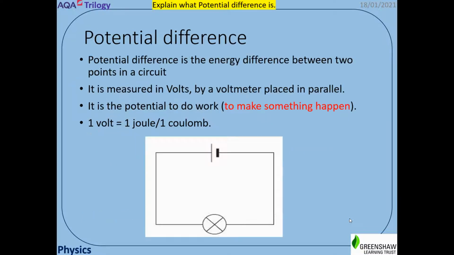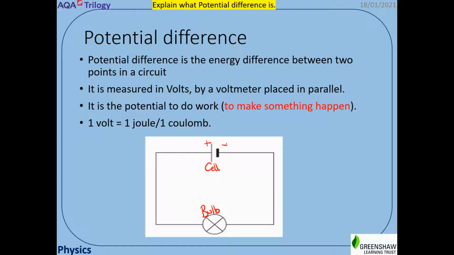So on we go. So the potential difference. Can we have a subheading of potential difference? It is the energy between the two different points on a circuit. So here is my circuit, here is my cell, and here is my light bulb. And this is the positive end of my battery, and this is the negative end of my battery.